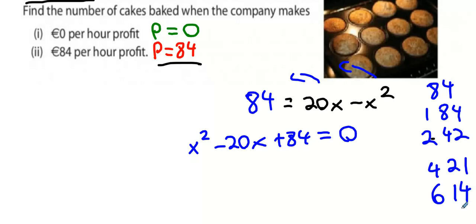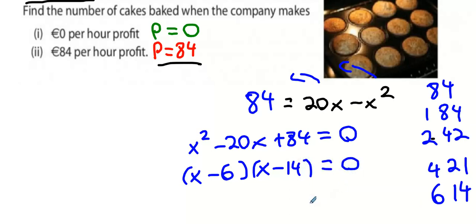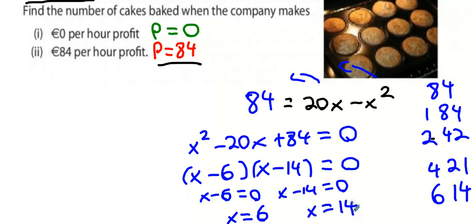How do I know 6 and 14 are going to work? Minus both of them, yeah. And we can get that 20 in the middle, can't we? Is it? It's actually both answers, isn't it? You can make 6 cupcakes per hour, you'll make a profit of 84 quid. Or you can make 14 cupcakes per hour and you'll still make a profit of 84 quid. Is that all right?